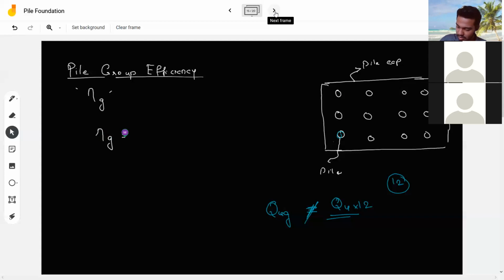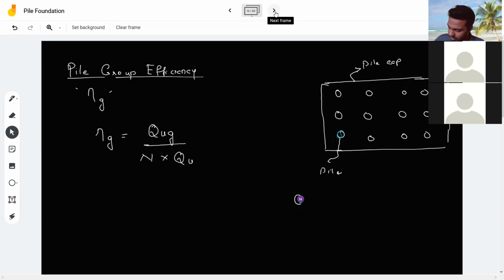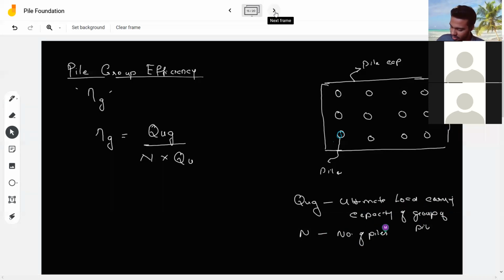One is given by Qug, that is ultimate load carrying capacity of the group of piles, Qu. I will just write it again. Denotations. Your Qug means load carrying capacity of group of piles, N means number of piles, and Qu means ultimate load carrying capacity of a single pile. इसकी दो definitions हो सकते हैं.